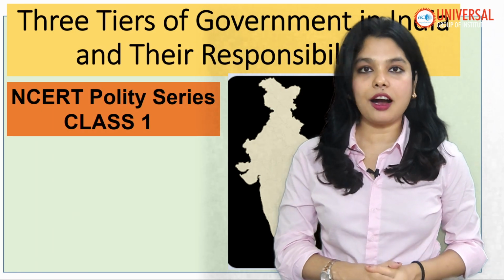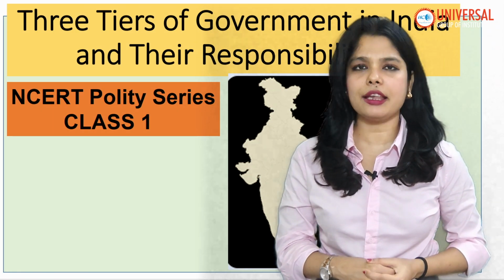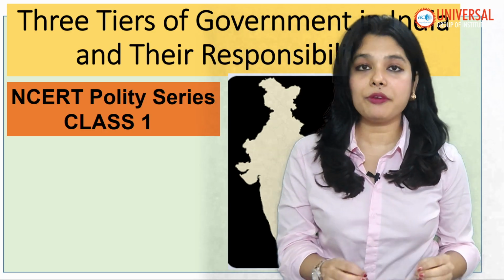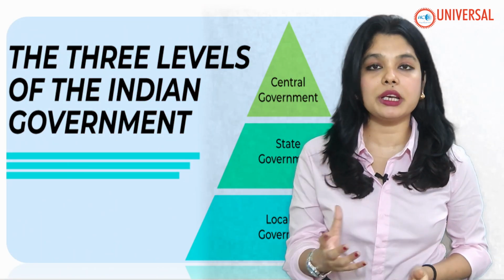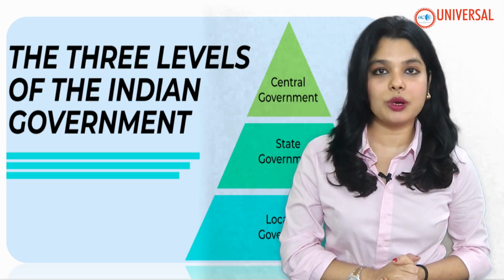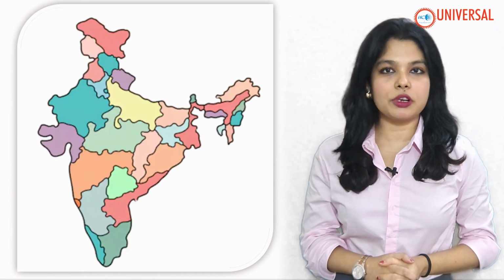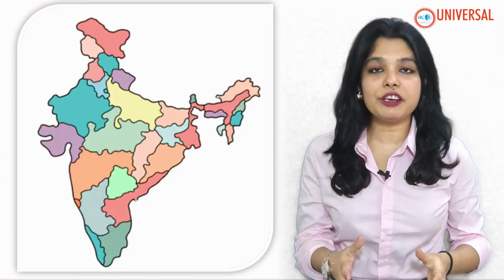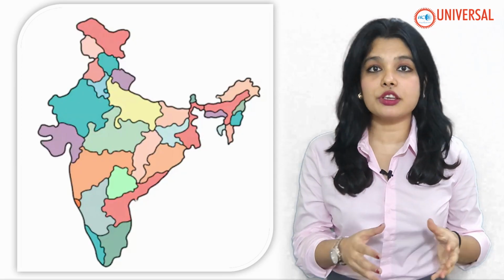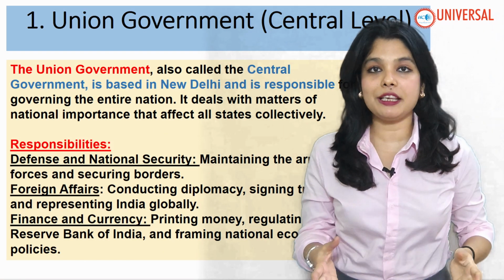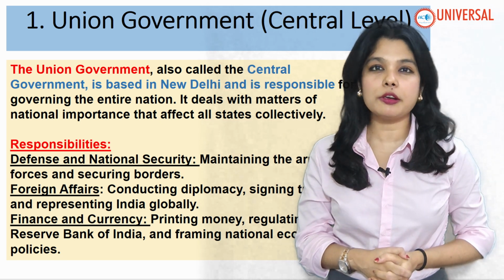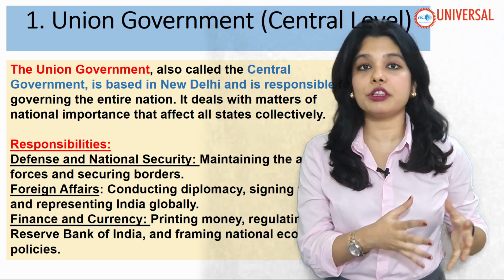We are starting our NCERT Polity Series, and this will be our first class where we are going to discuss the three tiers of the government, that is the union government, state government and local government. India is a federal country and thus there is a division of power. There is decentralization of power. The union government is responsible for defense, national security, foreign policies, currency, dealing with RBI.